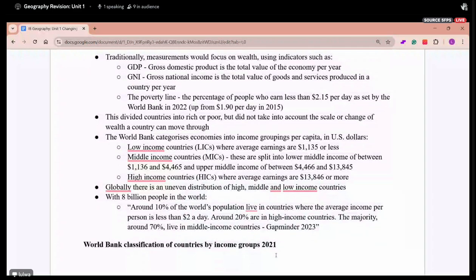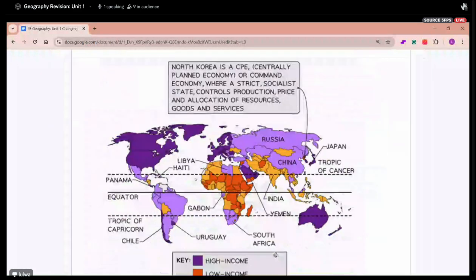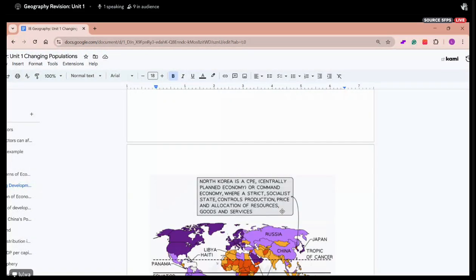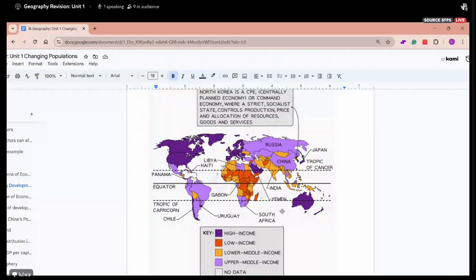However, globally, there's an uneven distribution of high, middle, and low income countries. Around 10% of the world live in countries where the average income is less than $2 a day, around 20% are in high income countries, and the majority, around 70%, are in middle income countries. So there is the growing middle class. And here's a map of the World Bank classification of countries and how they're distributed around the world.